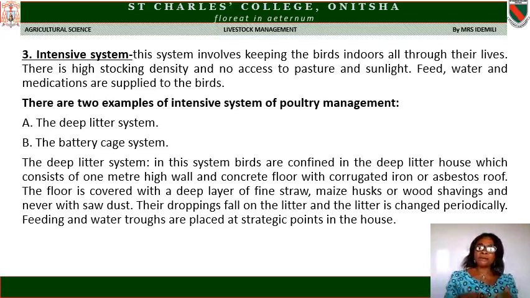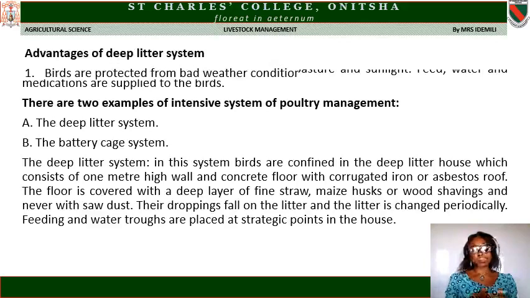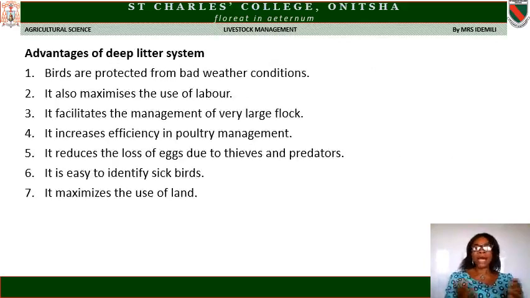Their droppings fall on the litter, and the litter is changed periodically. Feeding and water troughs are placed at strategic points in the animal house. Advantages of the deep litter system. Number 1, birds are protected from bad weather conditions.